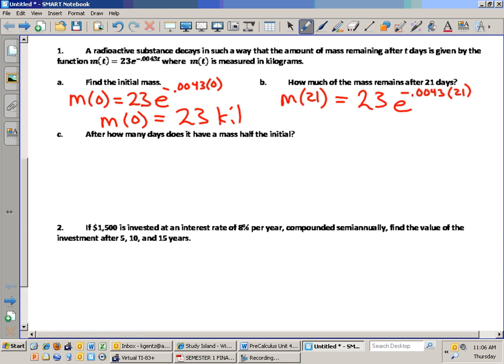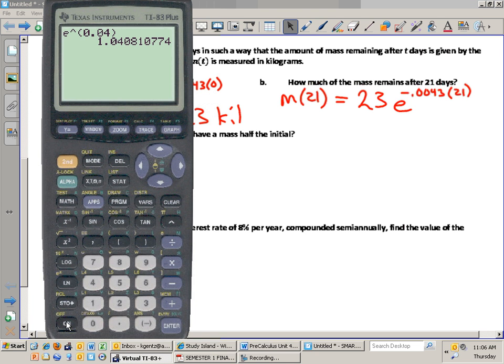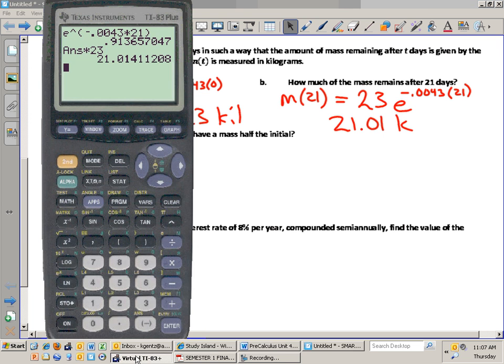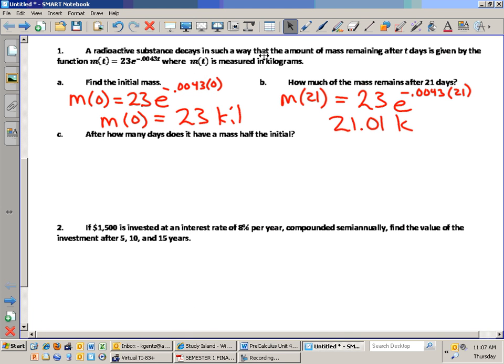So I want to calculate that. I plug it in my calculator. E to the negative 0.0043 times 21 is that, times 23 is 21.01. So 21.01 kilograms. That's what's left. And where did I get the E button? I got the E button second ln. Second natural log will give me that. Okay? So far, so good, right?